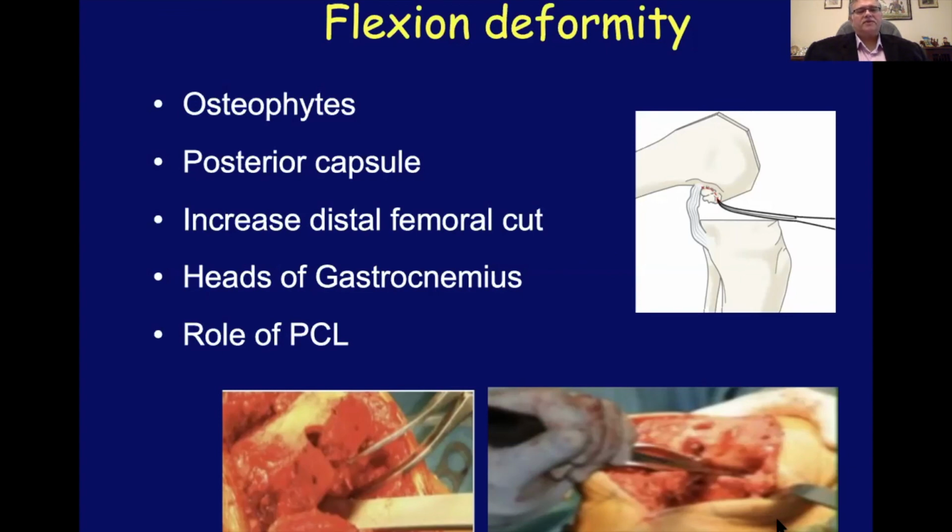Releasing the heads of the gastrocnemius, and again, the role of the posterior cruciate ligament needs to be appreciated, and these need to be done only as a last resort and perhaps only in severe cases.